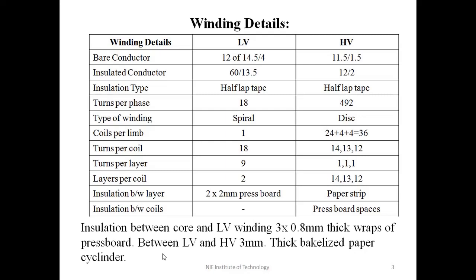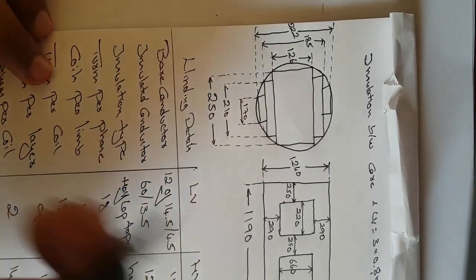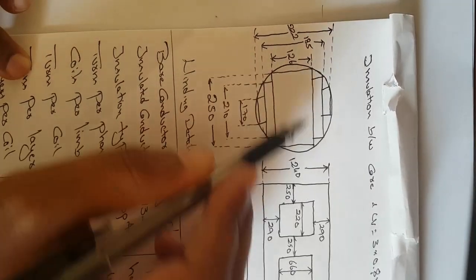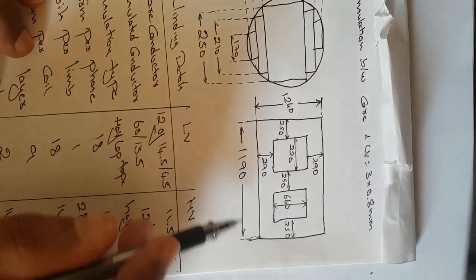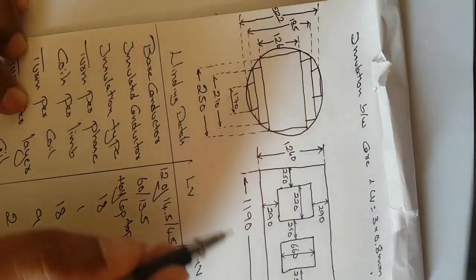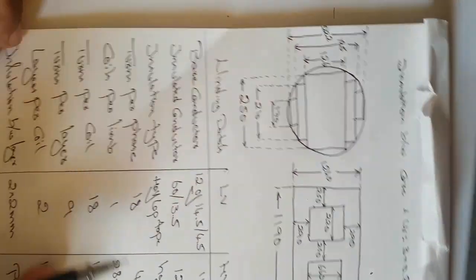So in this problem, before going to draw, I need to calculate all this. Let us discuss how to calculate all these parameters. These are the given details. These are the step sizes which are given, and this is the magnetic circuit, which is also given, and along with that the winding details are given.